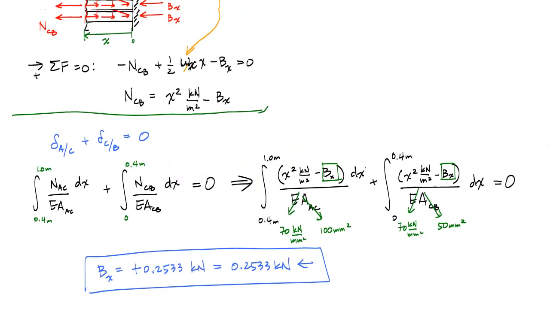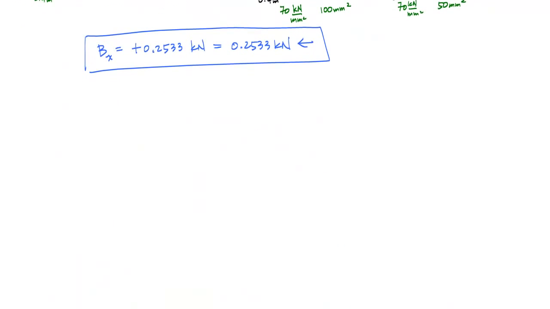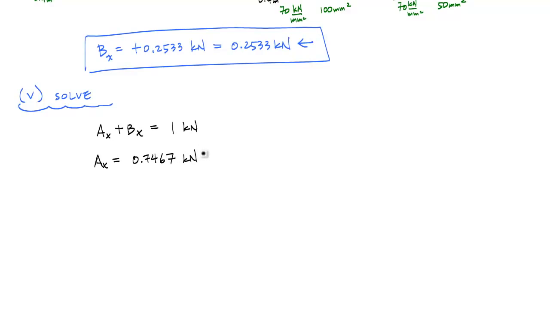So this is my Bx, and lastly I want to go ahead and finish the solving process. So that would be 4, I'll call that 5, why not, even though we're kind of just solving anyway right here. In the solving process, I'm just going to go ahead and reuse my equilibrium equation, which was this Ax plus Bx is equal to 1 kilonewton, and that tells me Ax is 0.7467. Oh, too many significant figures right here. Ax is 0.7467 kilonewtons to the left. Bam!